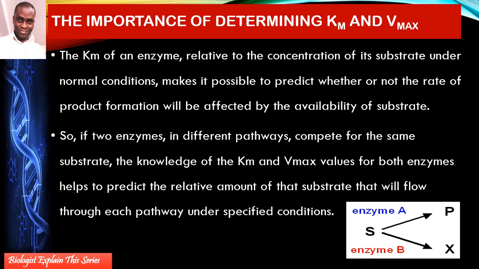That's important. So in practical situations, it's always good to know the value of Km and Vmax so that you can know which pathway, because there are hundreds of reactions going on in the cell at the same time. Like I said, the cell is a closed system where all reactions form a pathway, being dependent on one another.